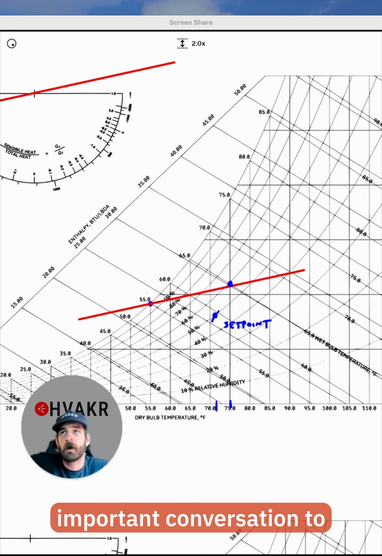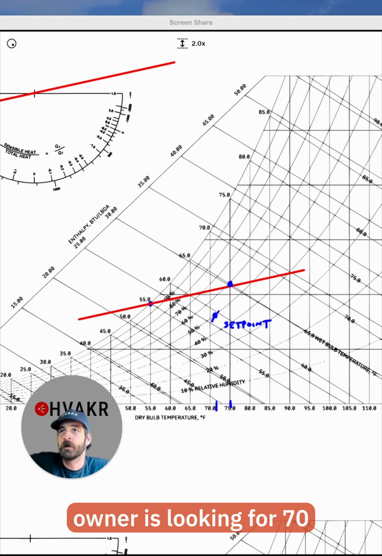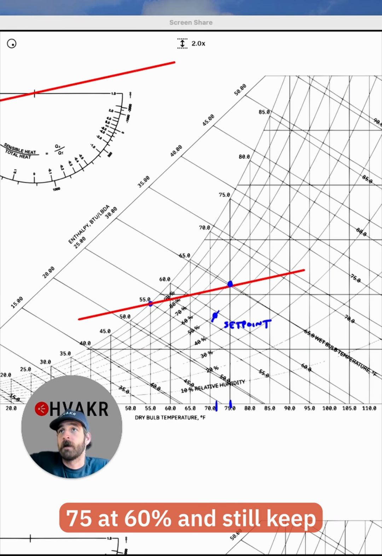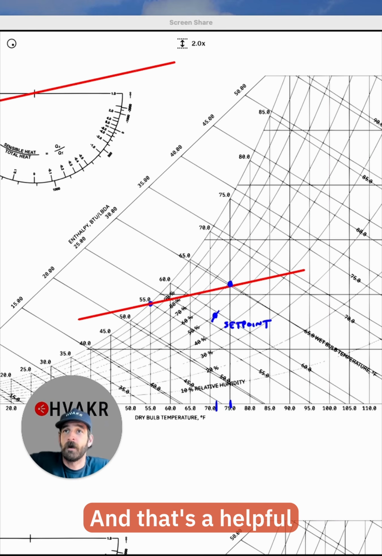And this is a really important conversation to have. If the owner is looking for 70 degrees, 50% RH, and you have budget limitations and unit limitations, then you can plot this out and show them it's not possible, but we can do 75 at 60% and still keep the same size unit and stay within budget. That's a helpful conversation to have.